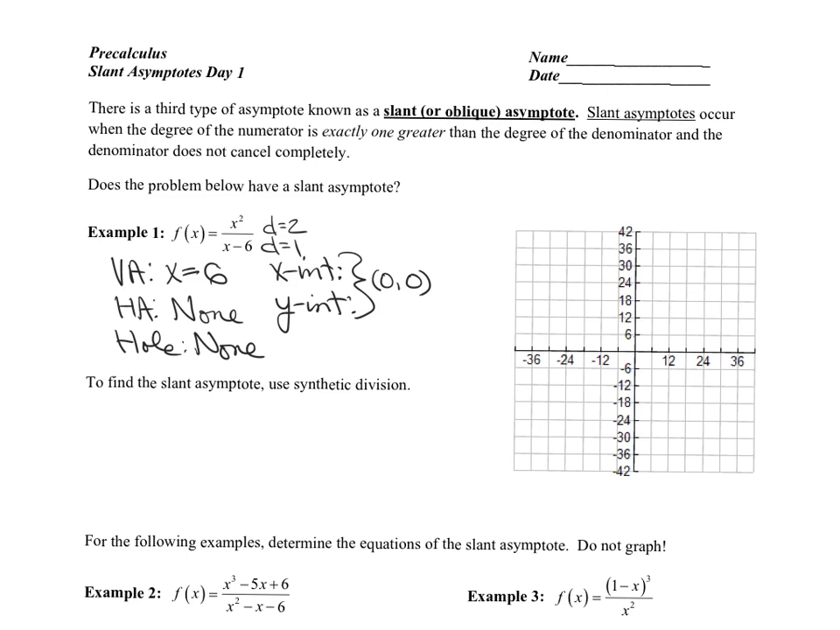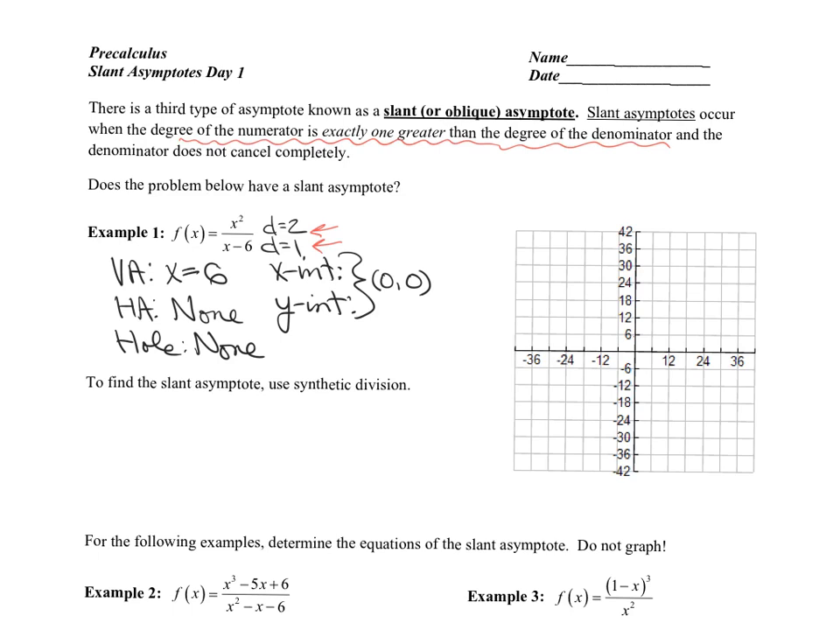The new concept for today, again, is something called a slant or oblique asymptote. To determine whether there is a slant asymptote, you compare the degree of the numerator to the degree of the denominator. If the degree of the numerator is exactly one more than the degree of the denominator, then you do have a slant asymptote. Again, the degree of the numerator is 2, the degree of the denominator is 1, so there is a slant asymptote.